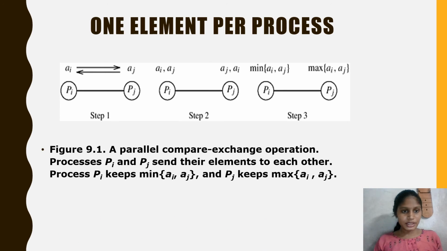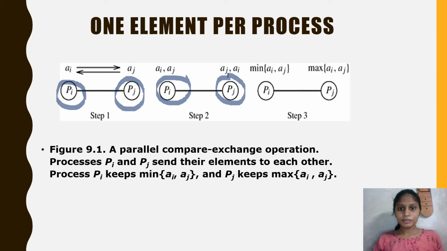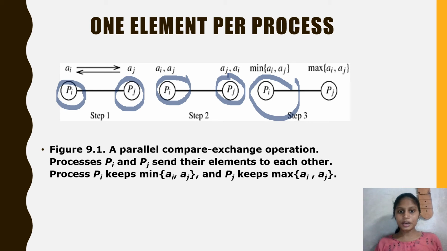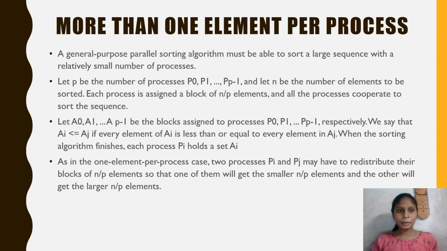Next. In step 1, we take two processes Pi and Pj with the elements Ai and Aj. In step 2, the two processes exchange their elements. In step 3, Pi takes the minimum of Ai and Aj, and Pj takes the maximum of Ai and Aj. After completion of step 3, we get the sorted order. Next, we will discuss more than one element per process.